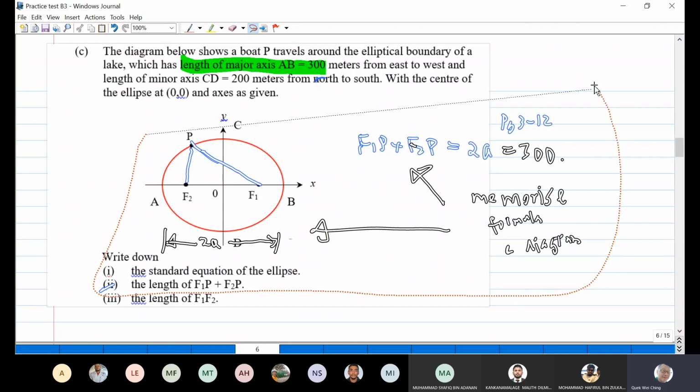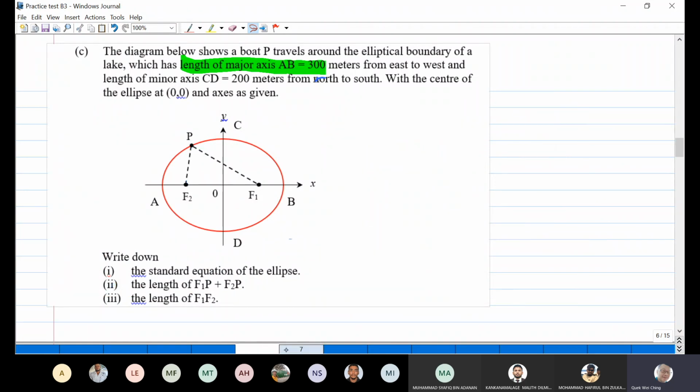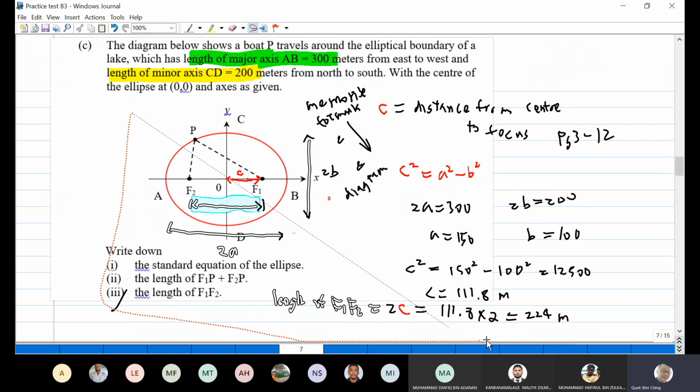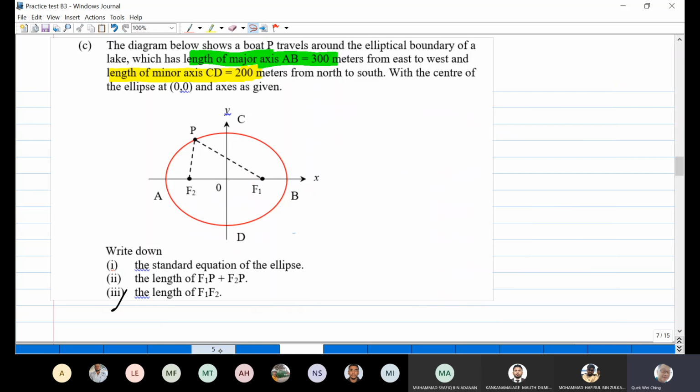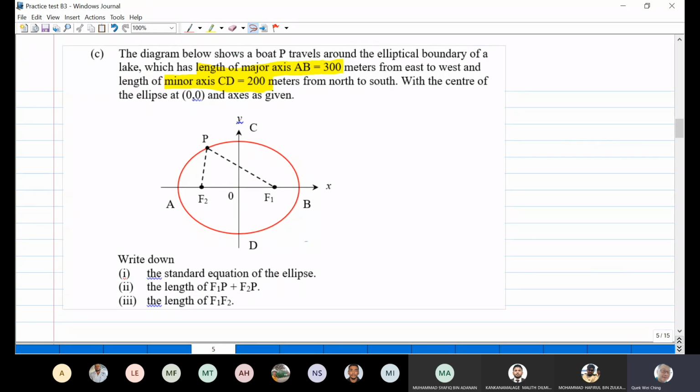I'm going to look up the answer for you. The original question is hyperbola, but I changed it to ellipse now. Okay, this is an ellipse question now. So the question changed now, right? Because there is no more hyperbola, just ellipse. The diagram below shows a boat P traveling around the elliptical boundary of a lake here.